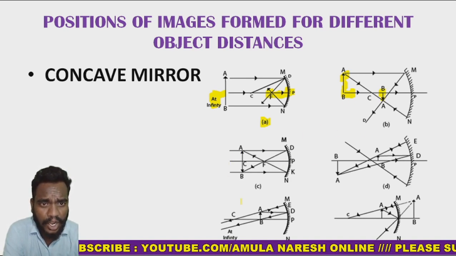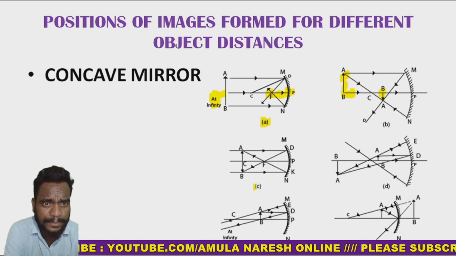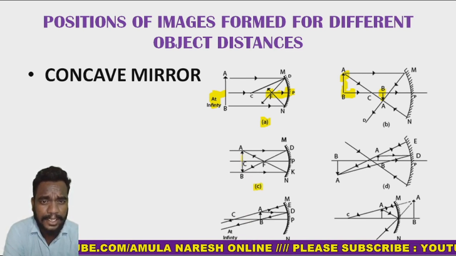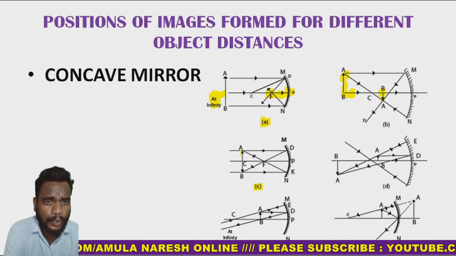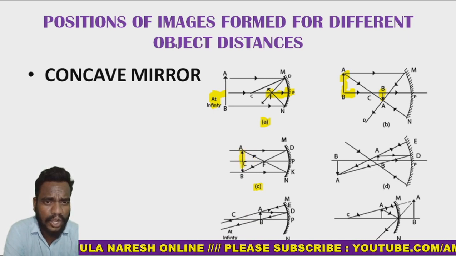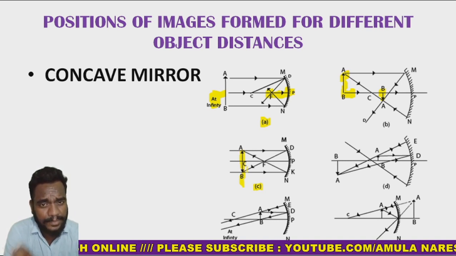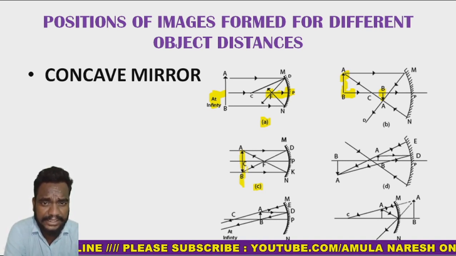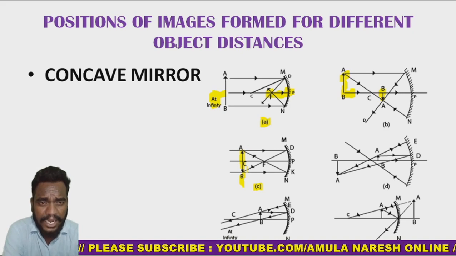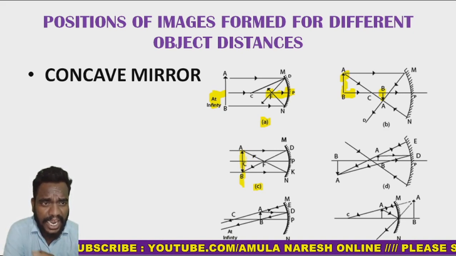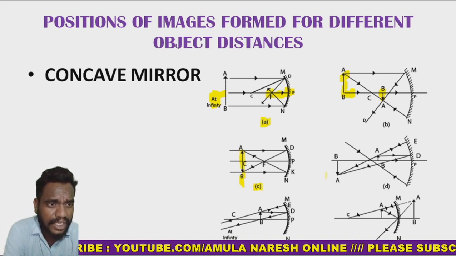In case C, when the object is placed exactly on the center of curvature, the image is also formed at the center of curvature. That means if the object is at C, then the image is also formed at C. The properties are: the image is real, inverted and the same size.